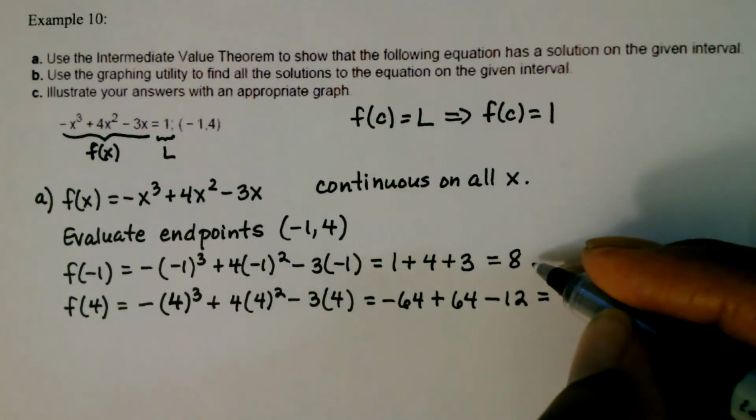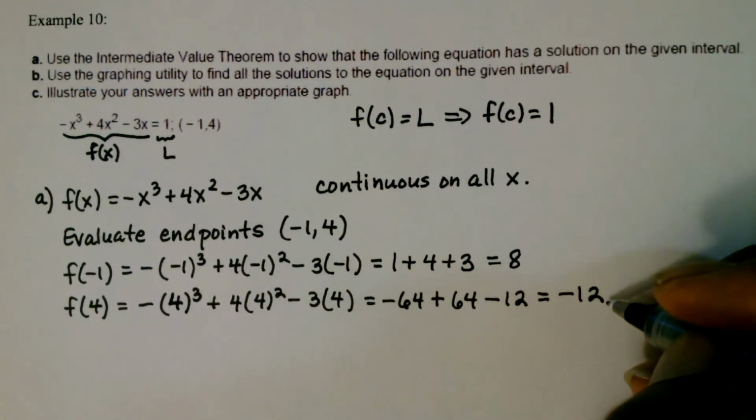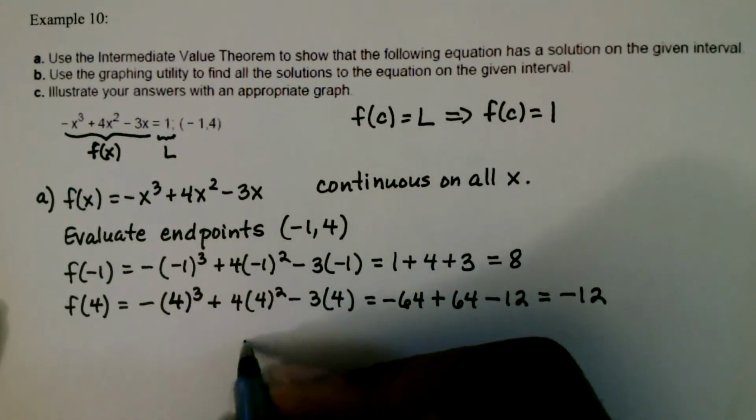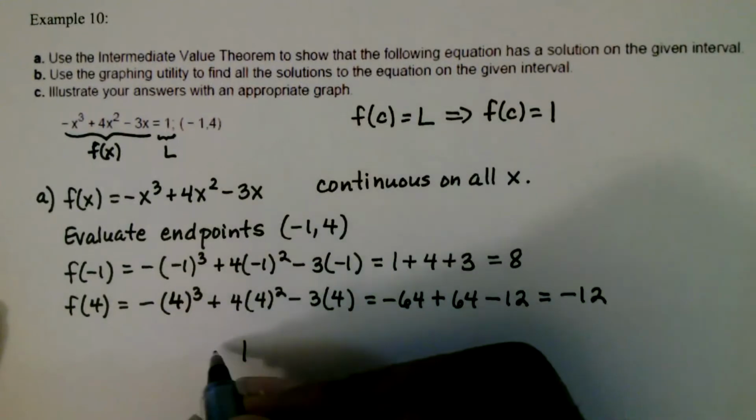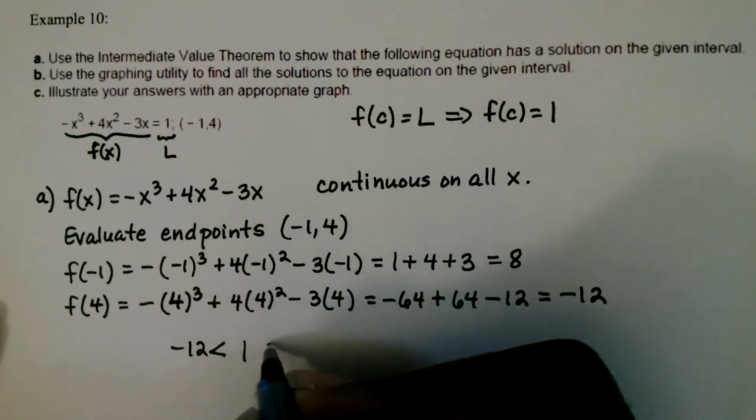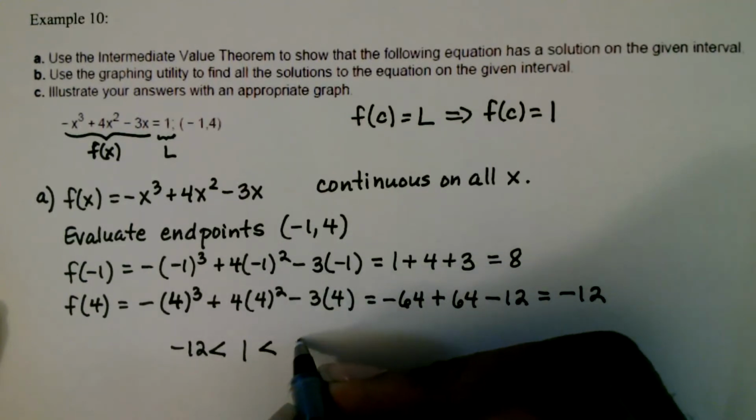Well, I have a positive value and a negative value. That would mean that the 1, which is what L is, is between -12 and 8.